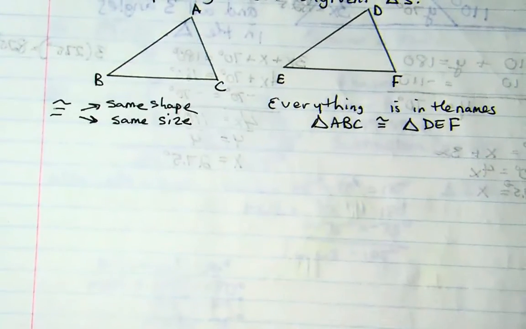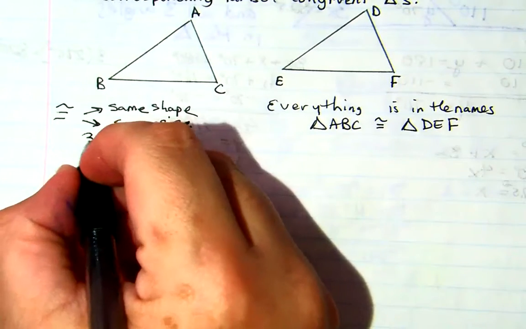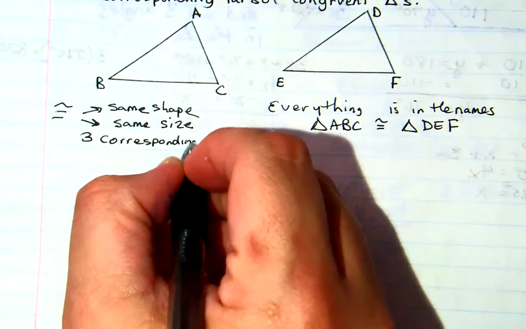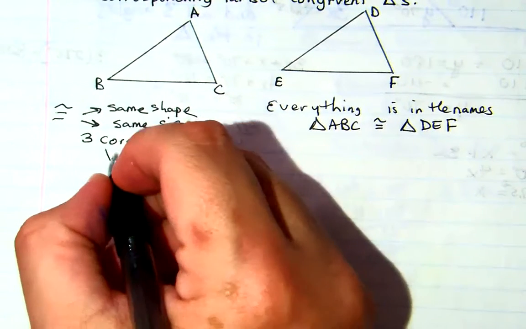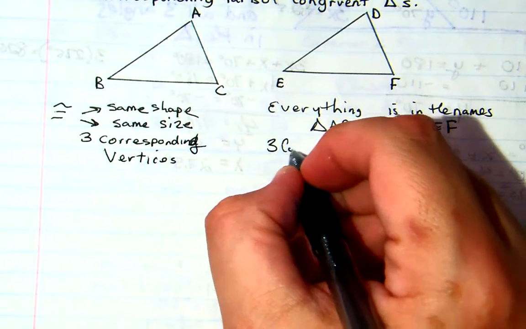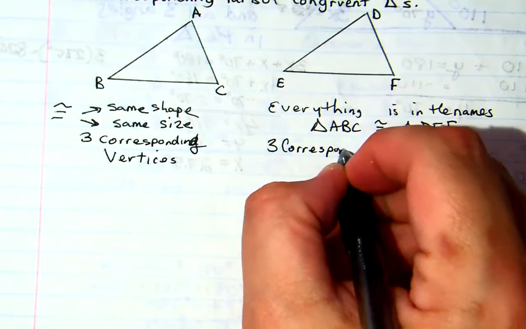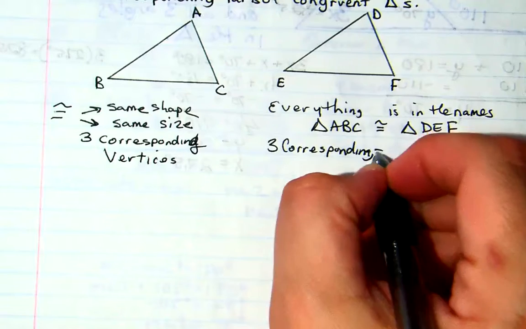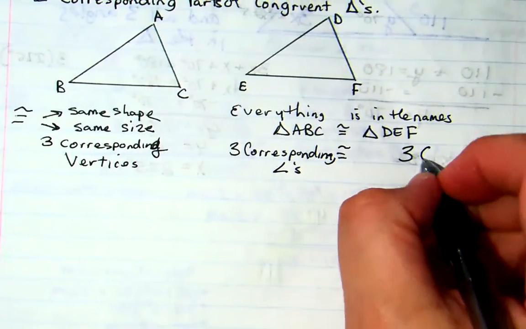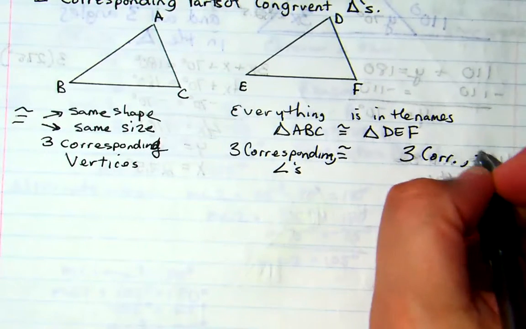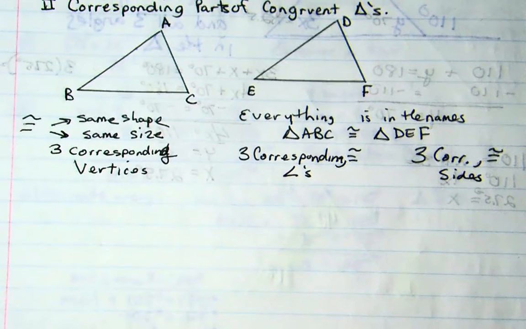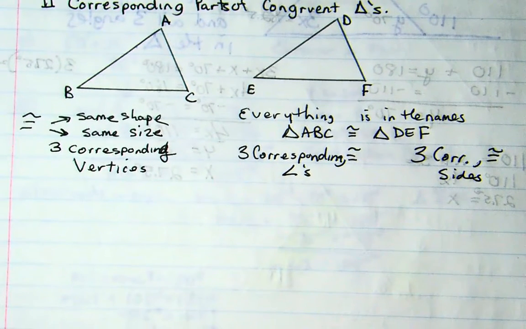Now from here, what we're going to get is 3 corresponding vertices, 3 corresponding congruent angles, and 3 corresponding congruent sides. I abbreviated because I was running out of room. But you got the audio with it, which is good.